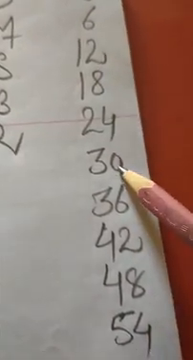6 zeros the 0, 6 ones the 6, 6 twos the 12, 6 threes the 18, 6 fours the 24, 6 fives the 30, 6 sixes the 36, 6 sevens the 42, 6 eights the 48 and 6 nines the 54. And the steps that we have to follow are dad's D, mom's M, sisters S, brothers B, and relatives R. Division, multiplication, subtraction, bring down and repeat.